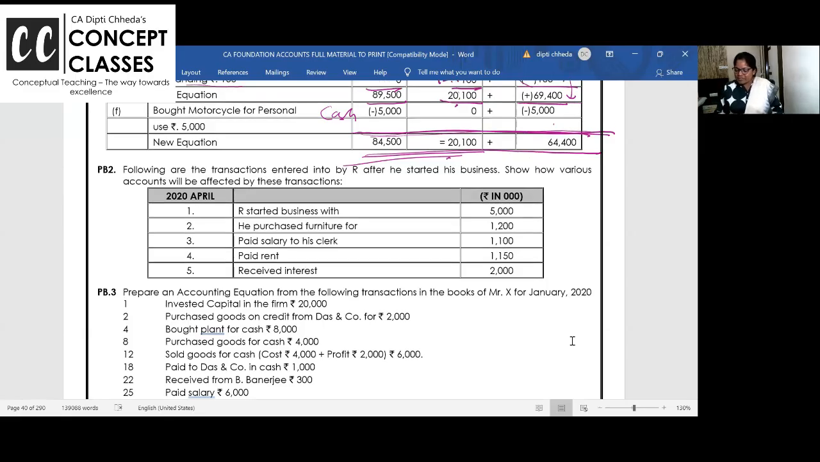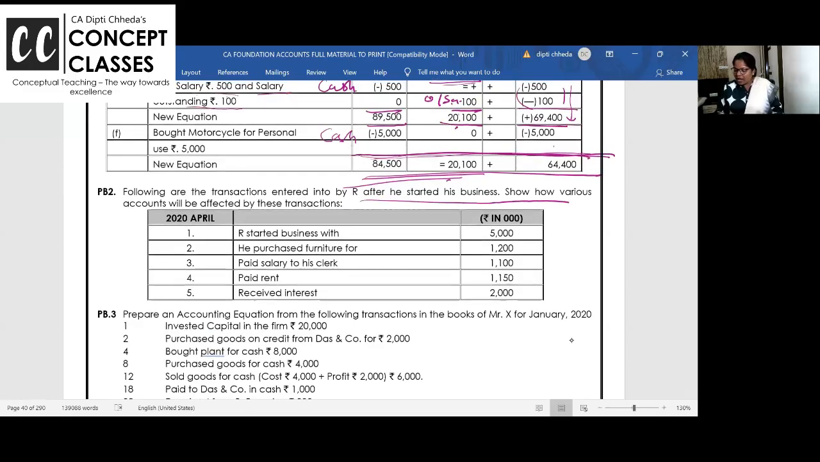Following are the transactions entered into R after he started his business. Show various accounts affected. So various account affected means they are asking you to make the accounting equation also, which account is affected, and then you can pass journal entries by both approach, traditional and modern approach.